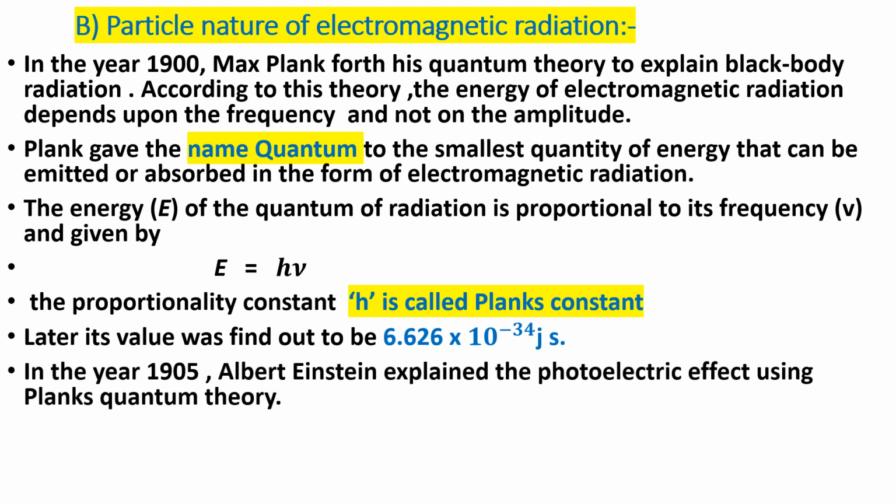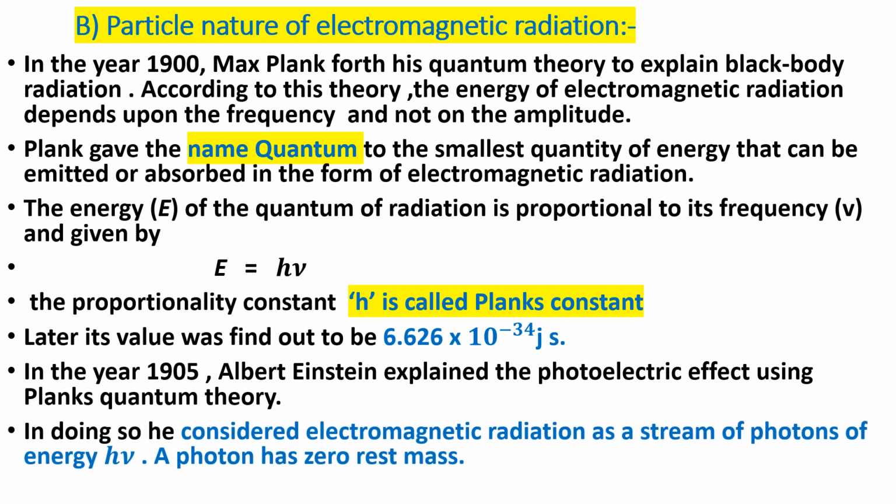In the year 1905, Albert Einstein explained the photoelectric effect using Planck's quantum theory. In doing so, he considered electromagnetic radiation as a stream of photons of energy h nu. A photon has zero rest mass.